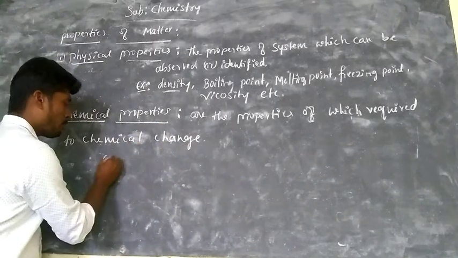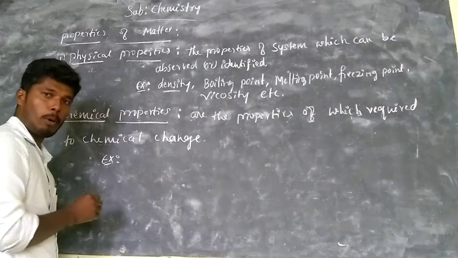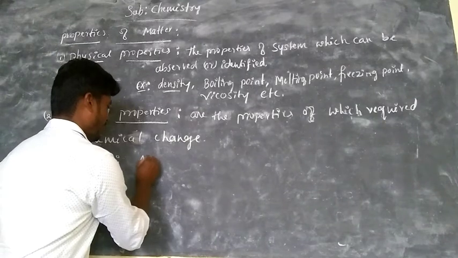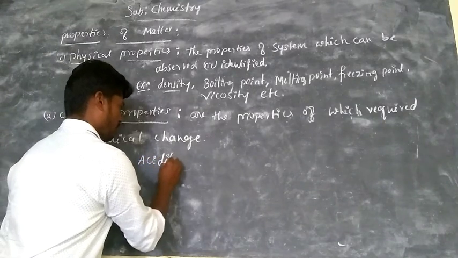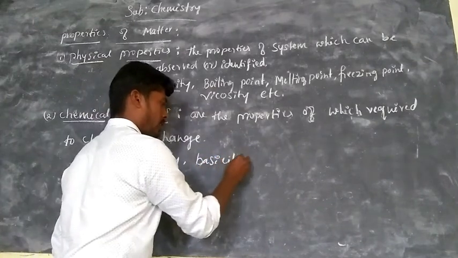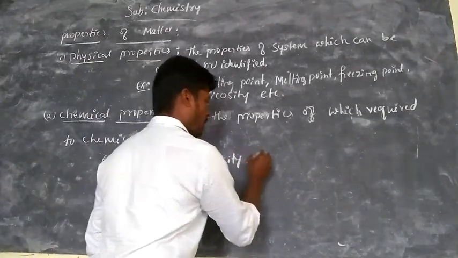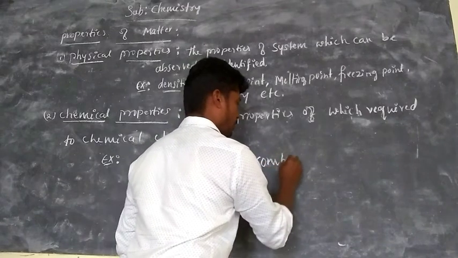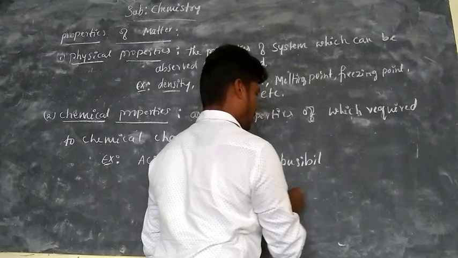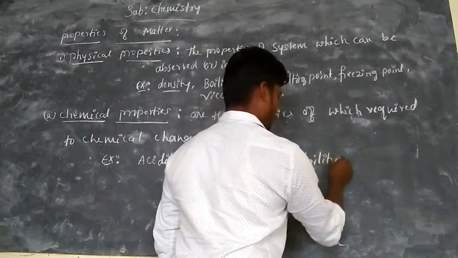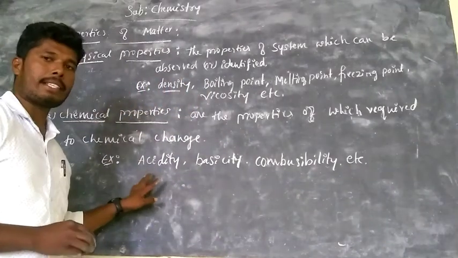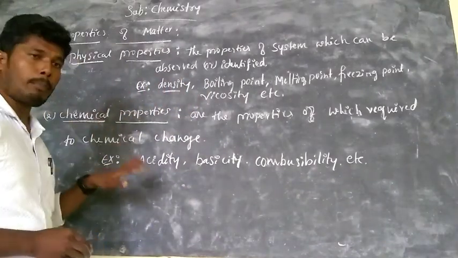For example, observe, the chemical properties are nothing but, take acidity, basicity, compressibility, etc. These are some examples for chemical properties.